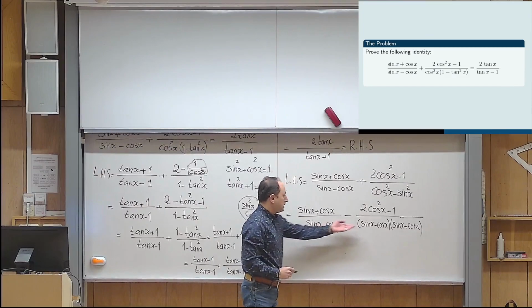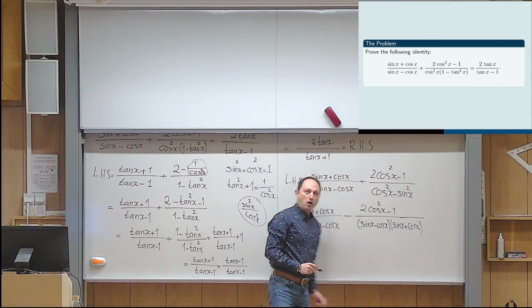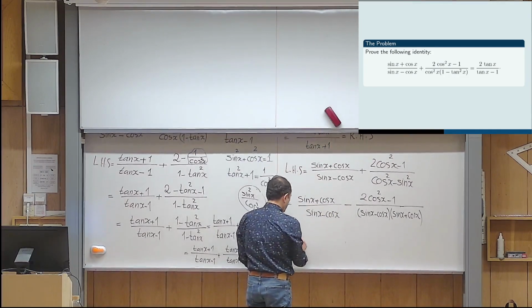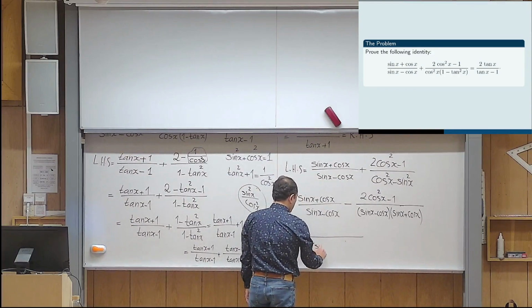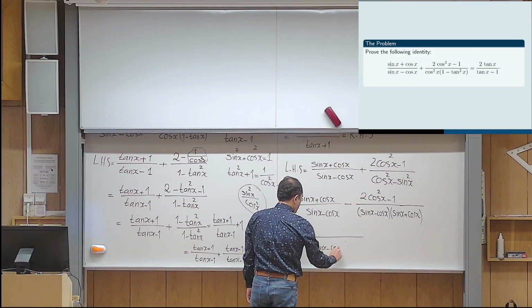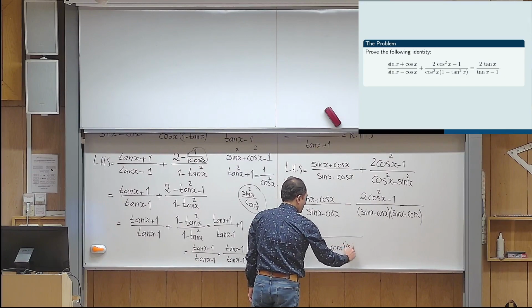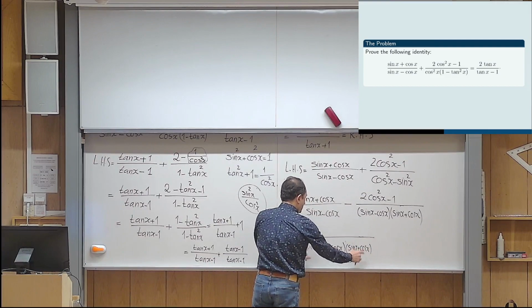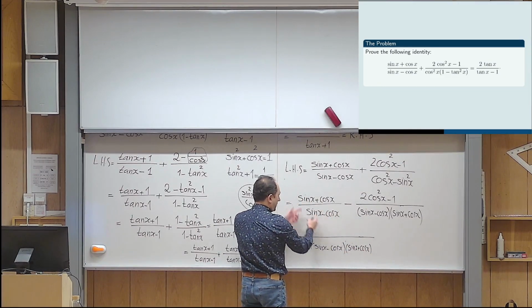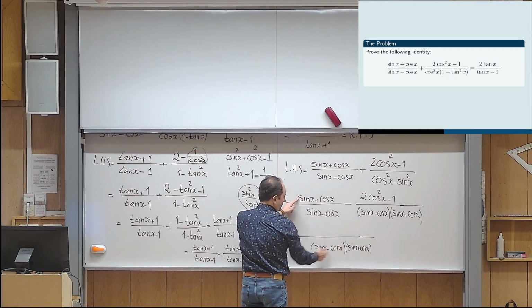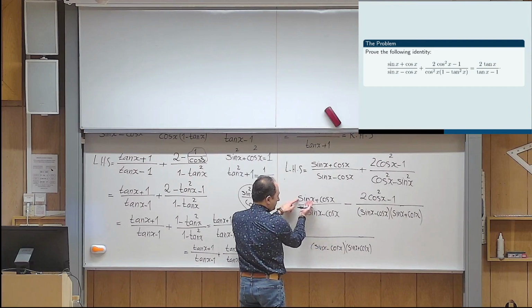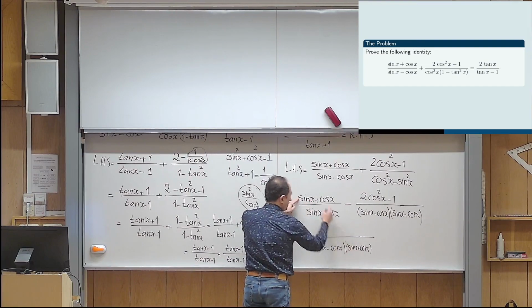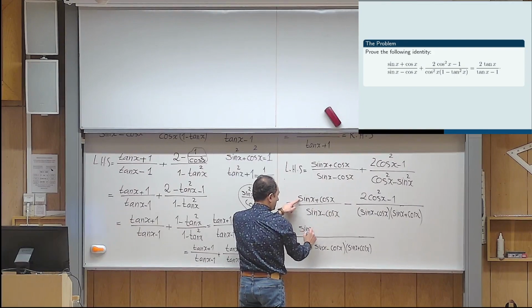And then between these two, the second one is my common denominator. So what I do, I will just write it as sine x minus cosine x times sine x plus cosine x. Yes? And then this one, I have to rescale so that the denominator be this. So I have to multiply this by that expression.